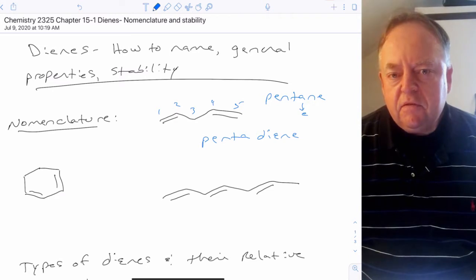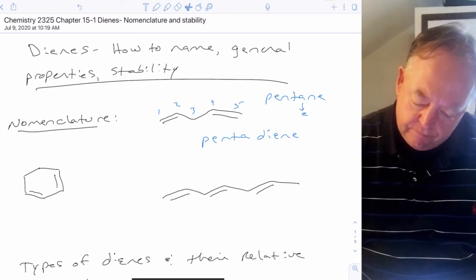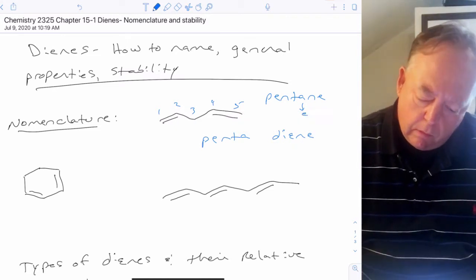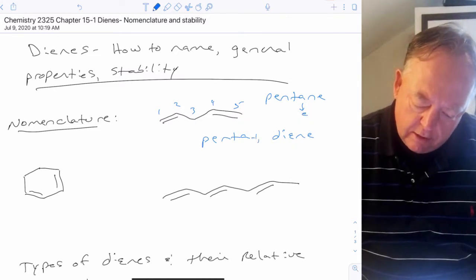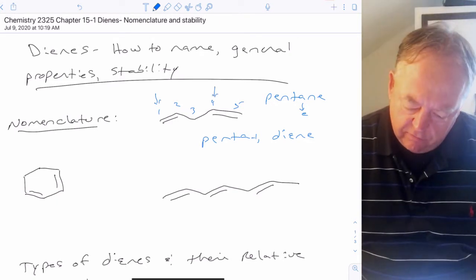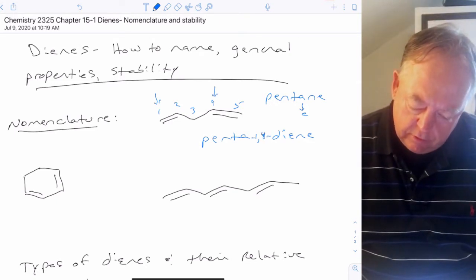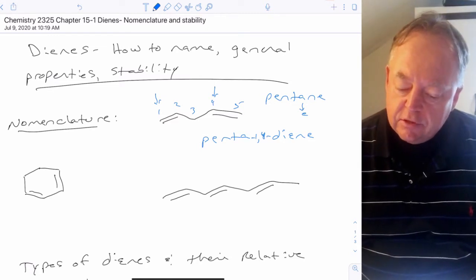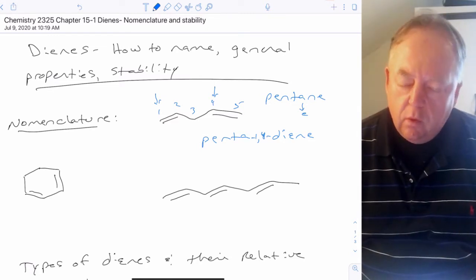But then we need to specify where the 2 alkenes are at. So we need a number for each where the double bond starts. The first one starts at carbon 1, and the next one starts at carbon number 4. We put commas between numbers and dashes between letters and numbers, so that would be penta-1,4-diene.